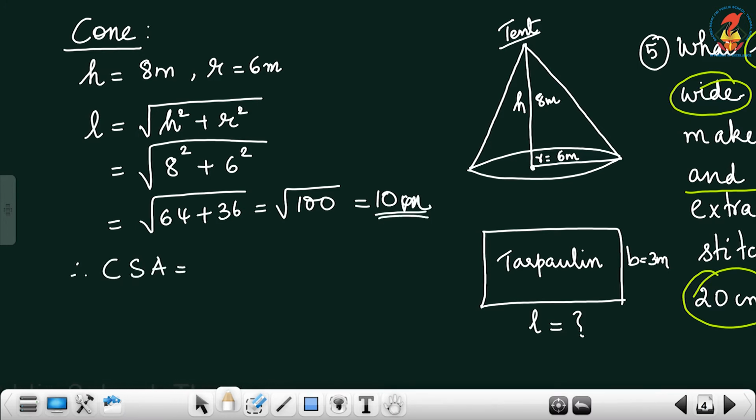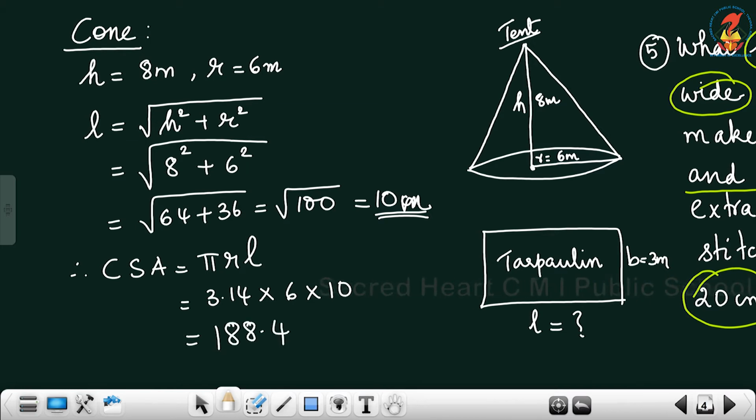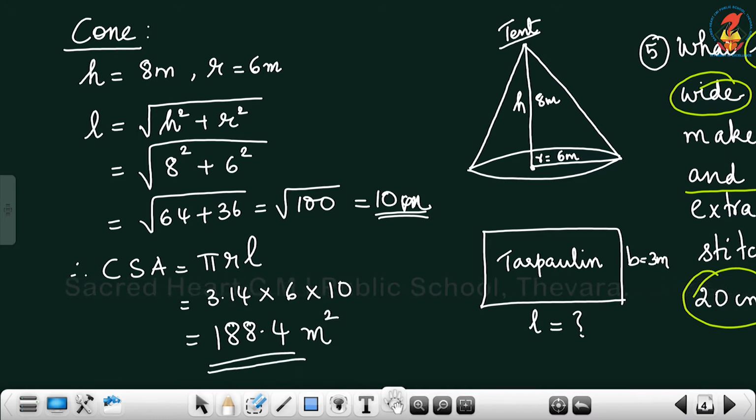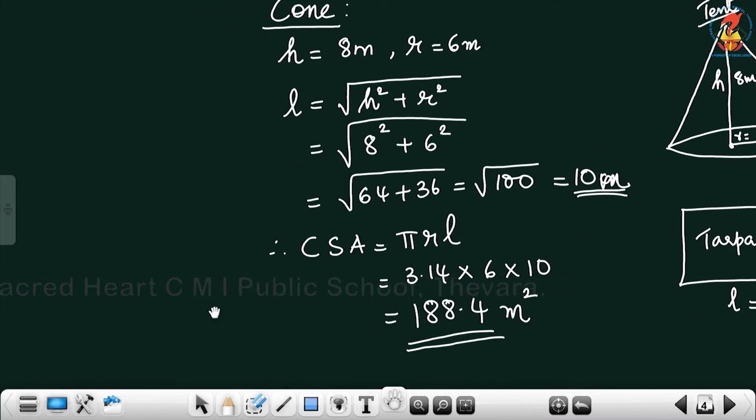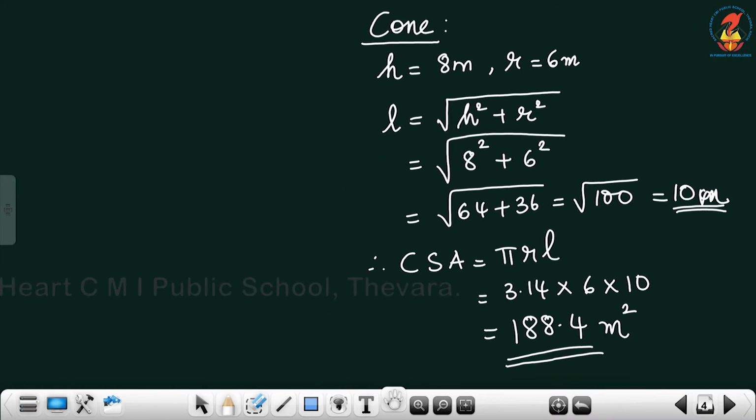Therefore, CSA of the cone formula will be pi r l. 3.14 into, what is the radius? 6, into slant height 10. 3.14 into 6 into 10. After calculation, you will get the answer as 188.4 meter square. So we got the CSA of the cone.